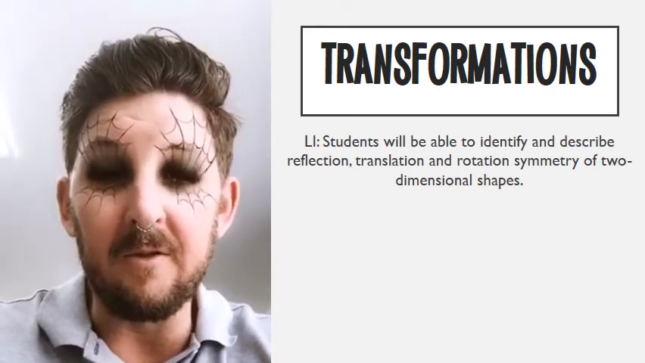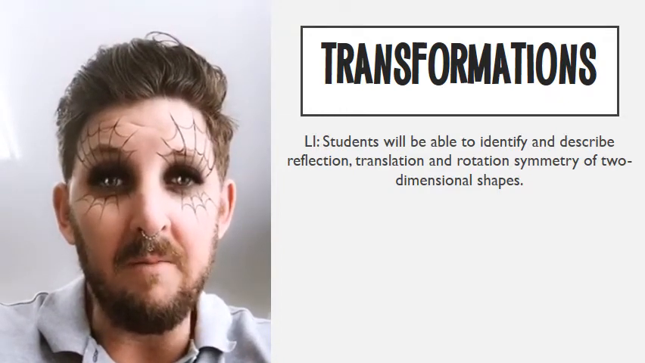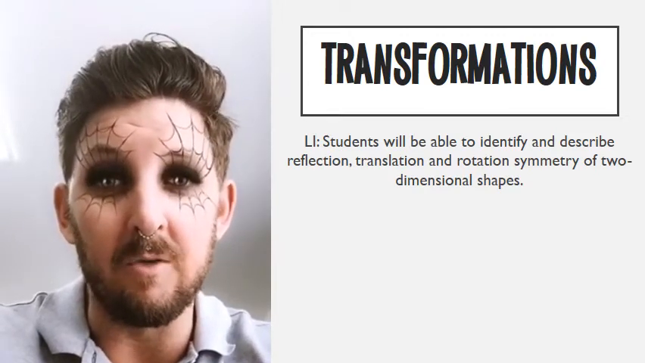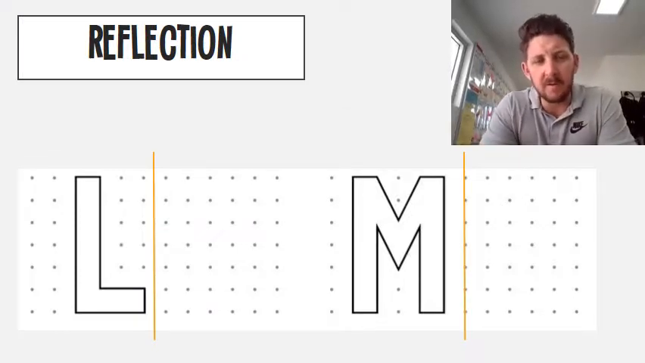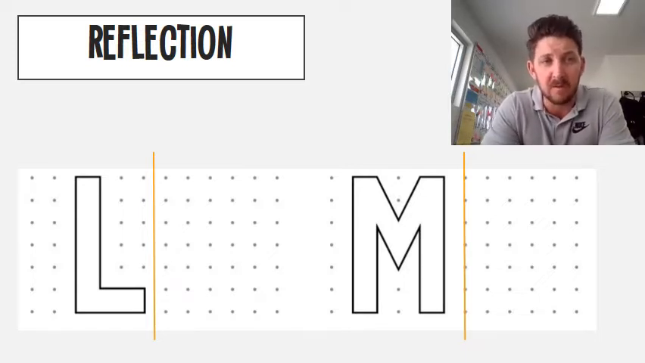What we're going to be looking at is transformations, and after today's lesson I'm hoping you'll be able to identify and describe reflection, translation and rotation of two-dimensional shapes. So we're going to look at, guys, the three different ways that transformations can happen in two-dimensional shapes. The first one we're going to look at is reflection.